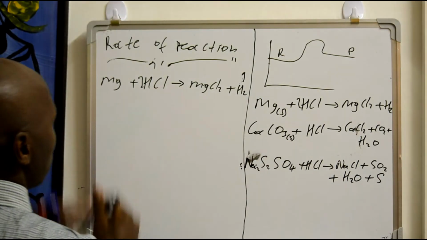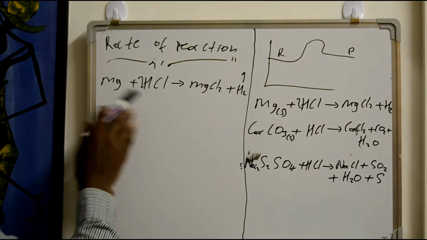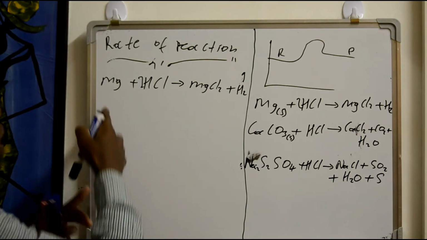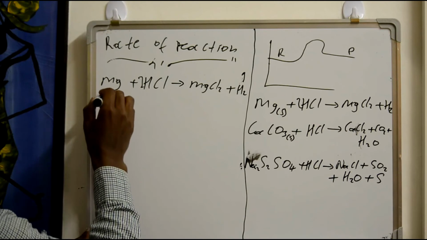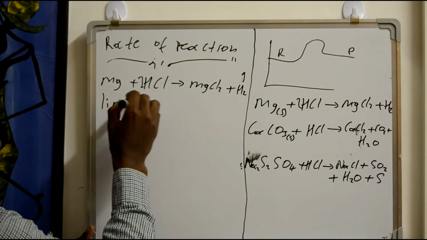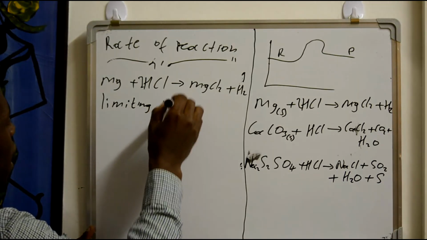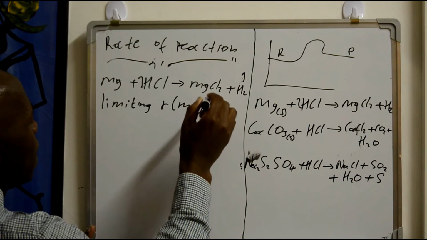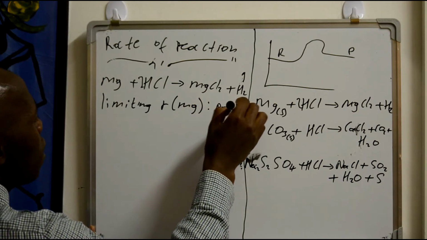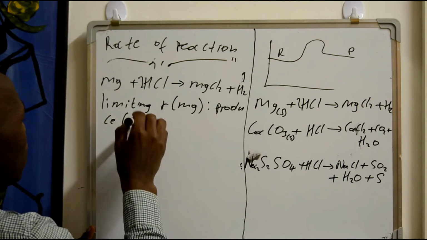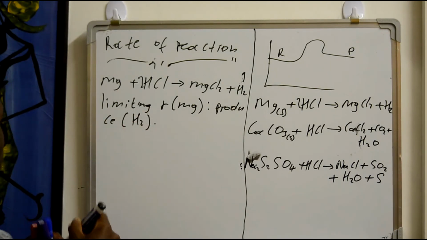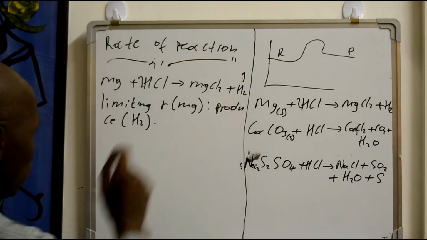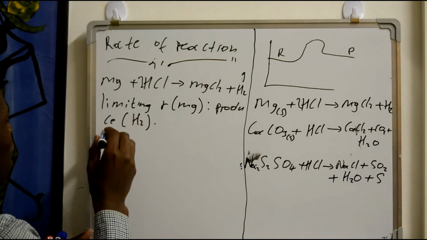So let's go to this case. Let's say magnesium is the limiting reactant. So if magnesium yetu is the limiting reactant, it is the producer of H2. The hydrogen gas is produced from the moles of magnesium. All the magnesium reacts and gives H2. And this limiting reactant must be constant.